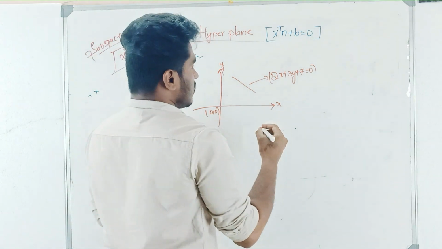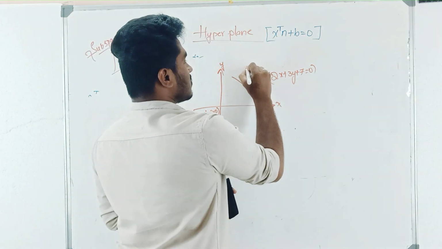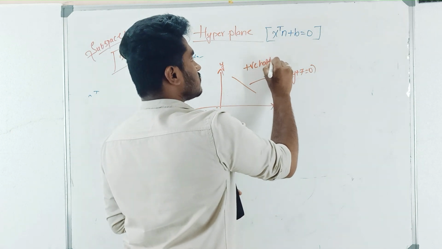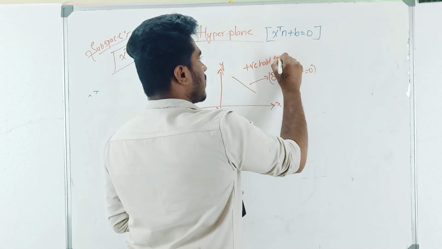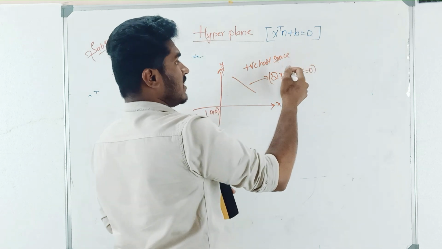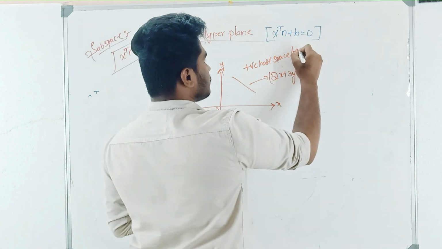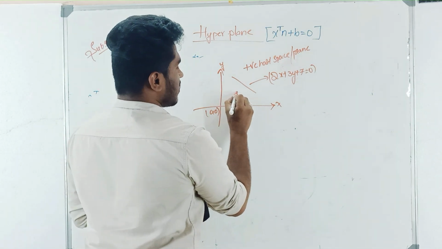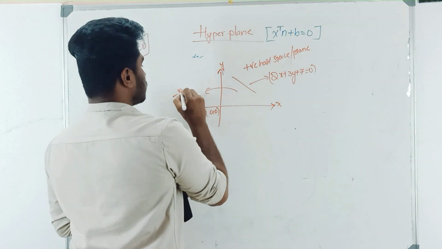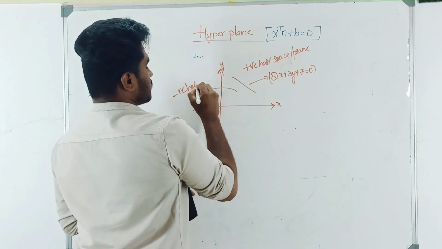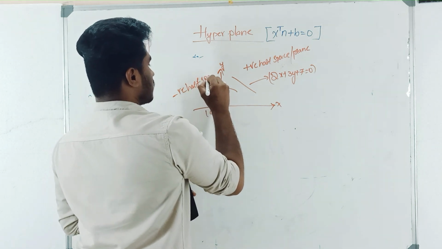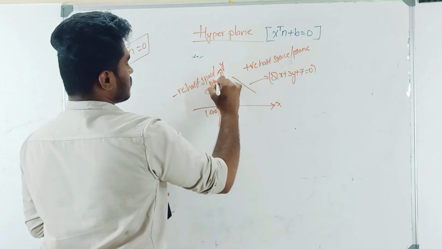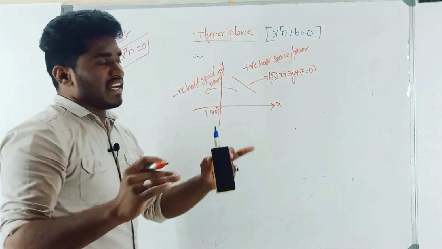If, see here, this is the positive half space, or positive half plane. Next, this particular region is said to be a negative half space, or plane. Okay. So we have three cases.